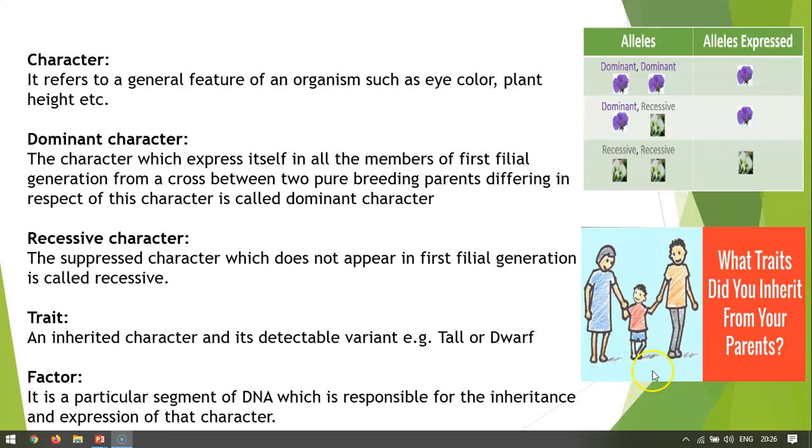In your free time, you can consider looking at the different traits that you have and the traits that you have inherited from your parents. For example, the color of your eye, the color of your hair, your height. These are some of the features which are called as characters you observe in yourself, and you can compare with your parents for showing the presence of these characters in them.